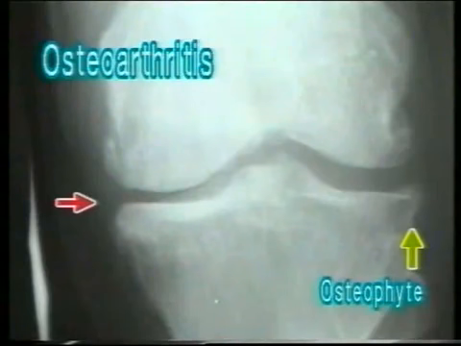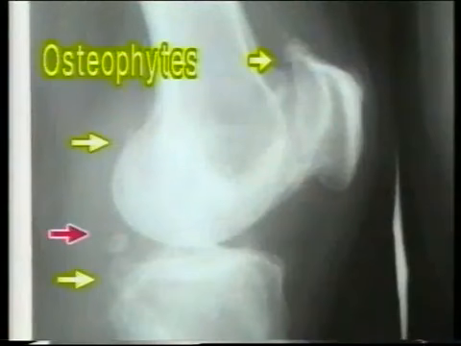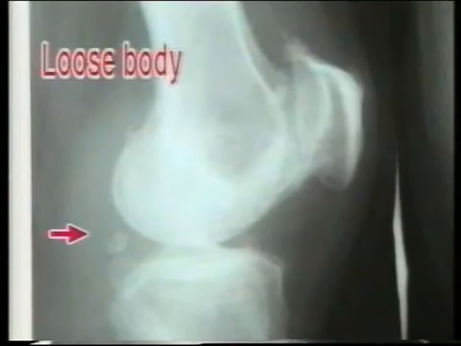The next important feature is development of osteophytes at the bone corners. Note the small osteophytes shown by the green arrow. The patella may also show osteophytes at its superior and inferior border in the lateral view. Now note the red arrow pointing to a rounded radio-opacity lying within the joint cavity. It is termed a loose body. It may change its position in different X-rays.